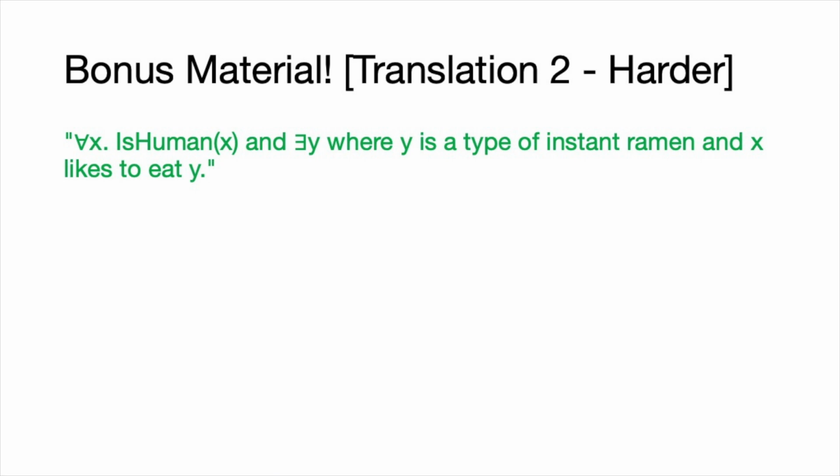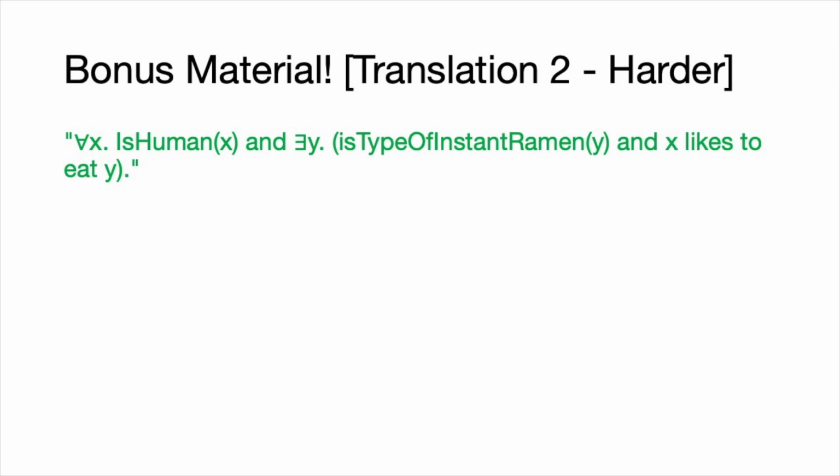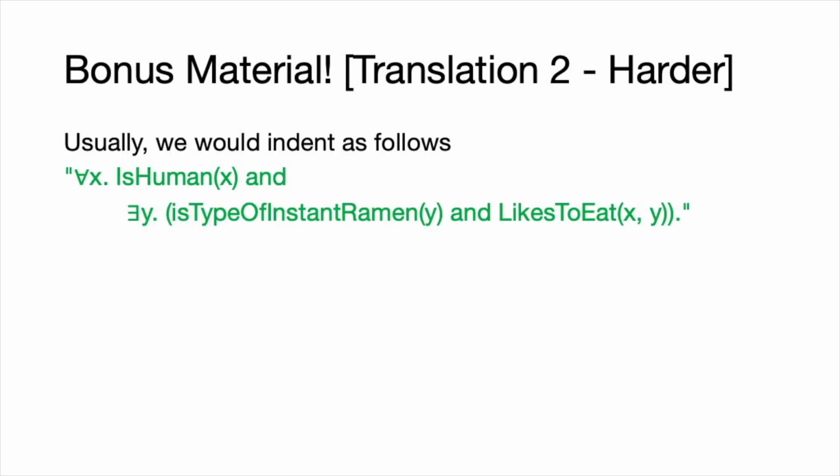And so now it reads: there exists Y, where Y is a type of instant ramen and X likes to eat Y. And now we can finally use our devices, the is type of instant ramen device and the likes to eat device, to get the final version. Awesome! So now we have finally translated a complicated statement with multiple objects to something that was just organized and easily usable in proofs.